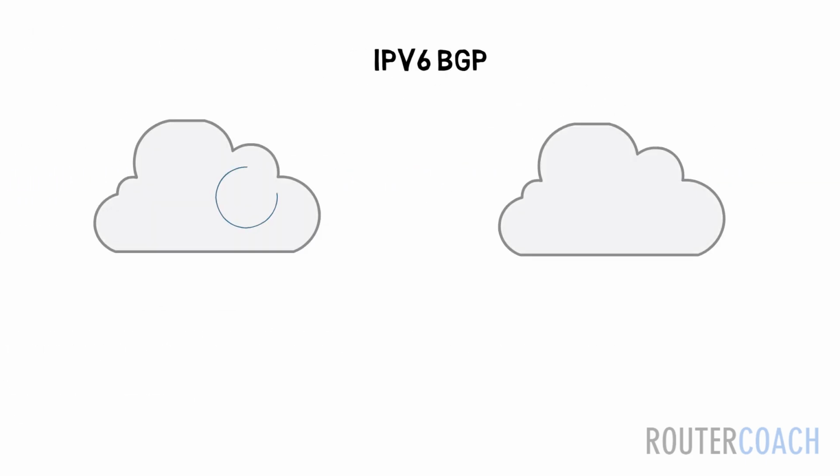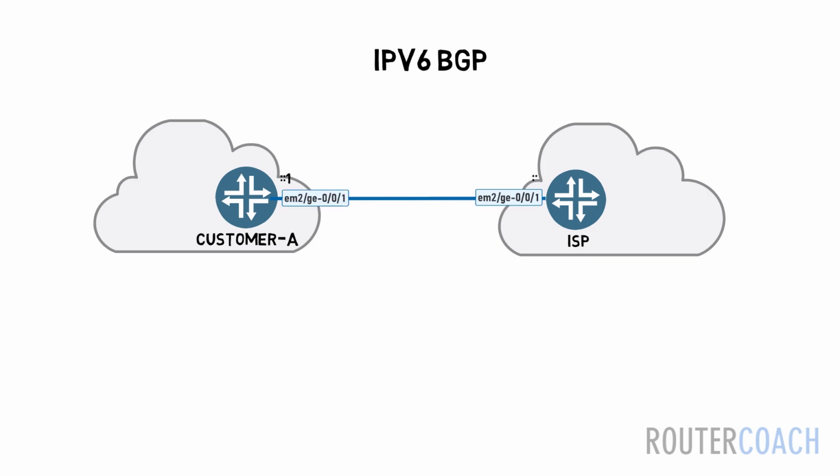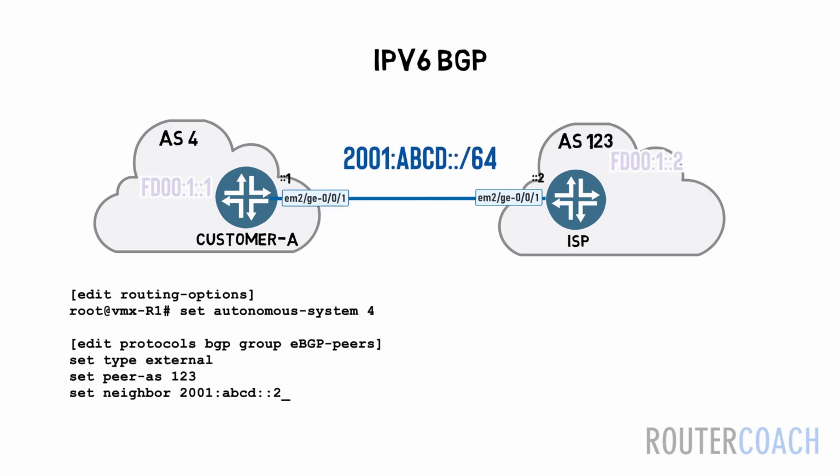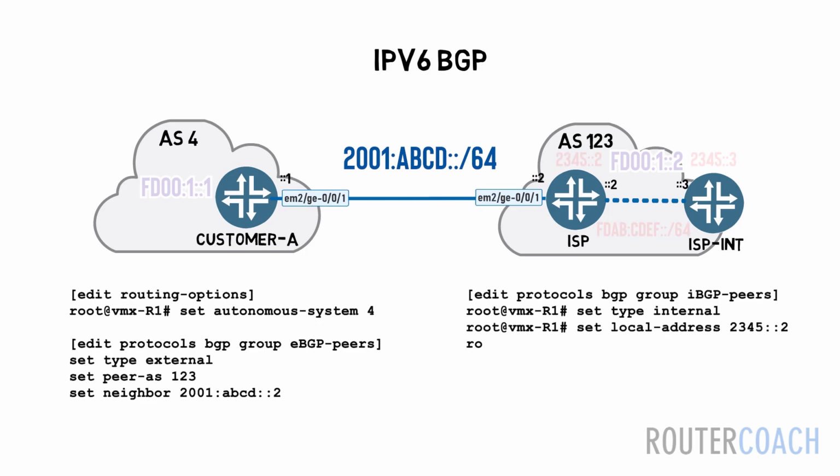The same is also true for BGP. We set the autonomous system number under the routing options, set the type and the peer address of our neighbor. The major difference is that the neighbor address is now set as the directly connected interface if it's an eBGP peer, or if we are doing an IBGP peering, we want to make sure that we have reachability to the loopback address for local address peering, and we set the BGP type to internal.